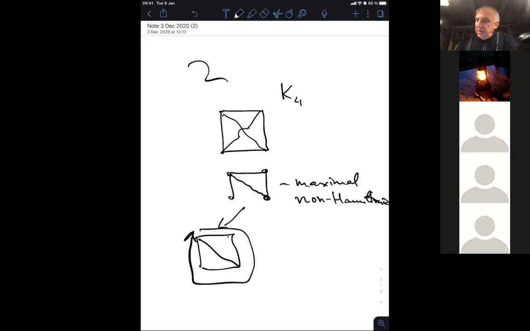Okay, and if we add another edge, we'll get a thing like this. And do we have a cycle here? Hopefully, yes. Let's see. Can we get the Hamiltonian cycle here?